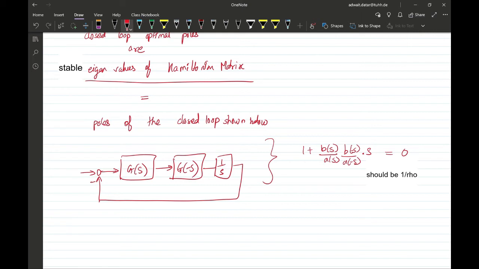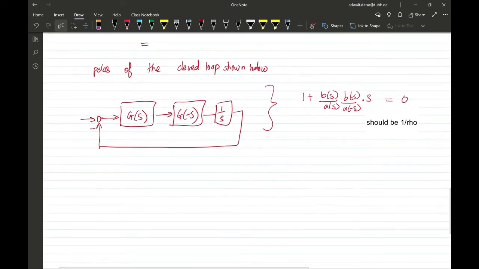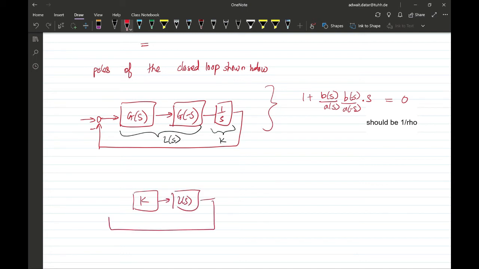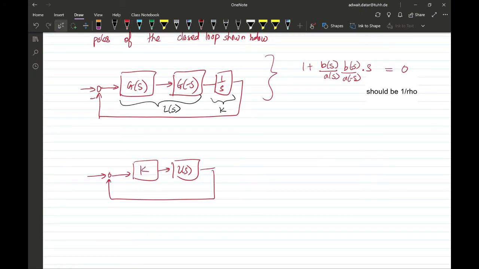Now, at this point, we can draw ideas from the root-locus techniques, wherein we can define this as our L of s and this as k. So now we have a block diagram with a k and an L of s in open loop, and we wish to plot the closed loop poles for varying values of k. This can be done by using the root-locus method, the root-locus technique.